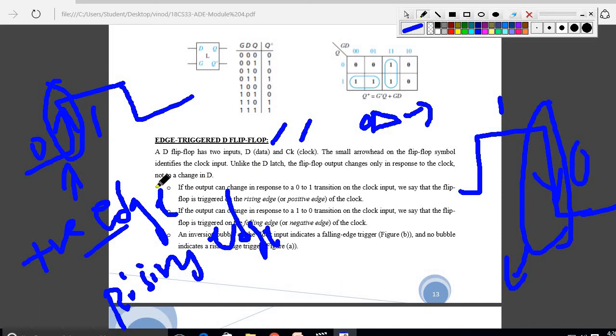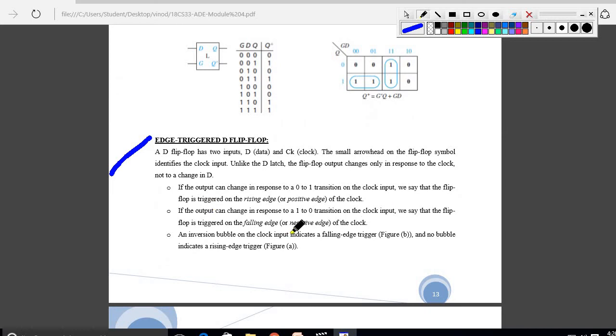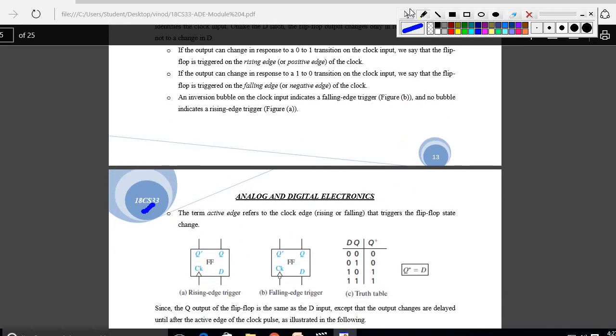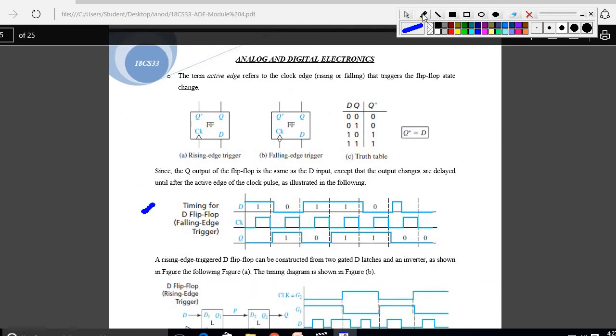Now you got the idea. See here, an inversion bubble on the clock input indicates the falling edge of the trigger. If no bubble, it is a rising edge. I told you, here there is an arrow mark, it is a positive edge. If there is a bubble present, I need to say this is a falling edge. Okay, this is about the edge triggered D flip-flop. Next we'll see the concept of the D flip-flop.